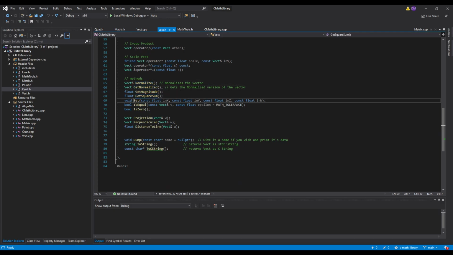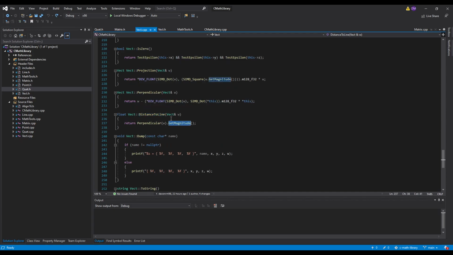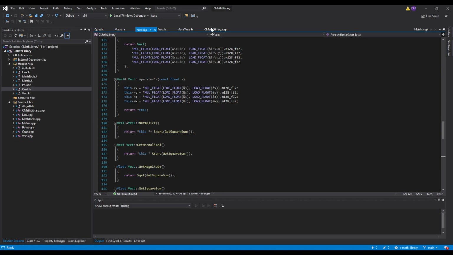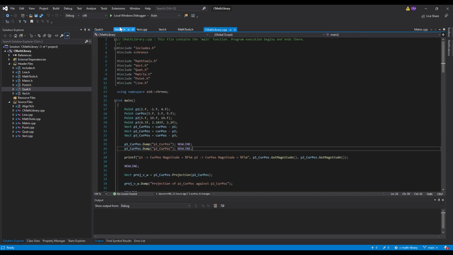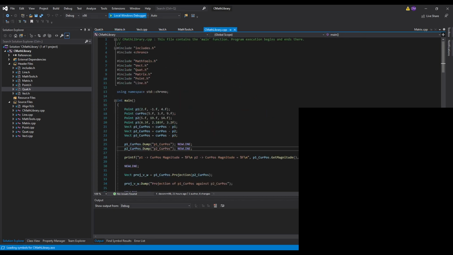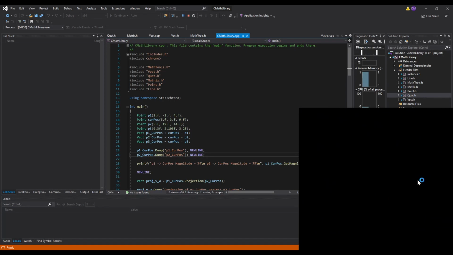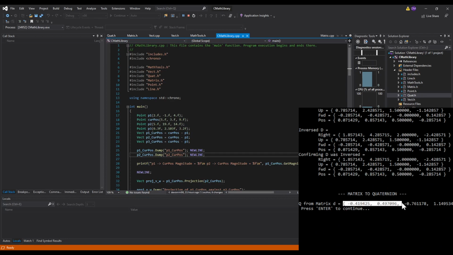This is just to help magnitude. I've also done projection, perpendicular, distance to line. Distance to line is just perpendicular magnitude. But anyway, that's vectors pretty much covered. I just want to show how some of this is working. This is just a little sandbox test that I've done. Matrix to quaternion, that is the correct value.